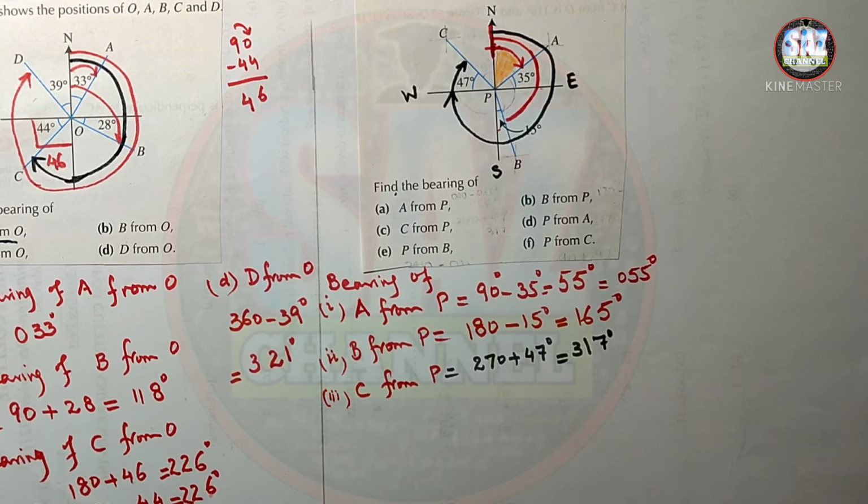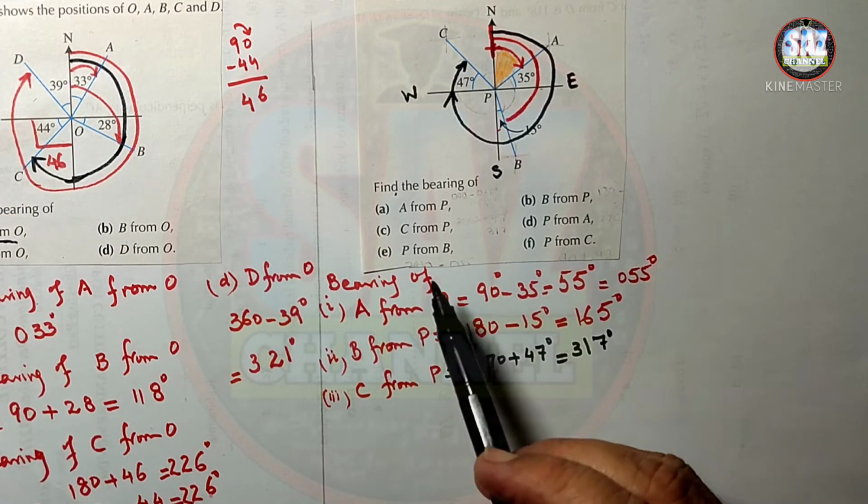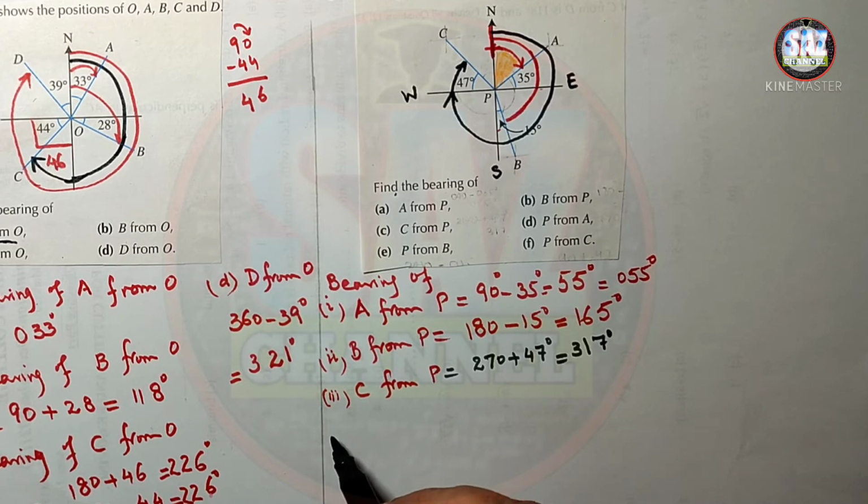270 plus 47 is 317 degrees. Okay, and moving to the next part, that is the D part, the fourth part.